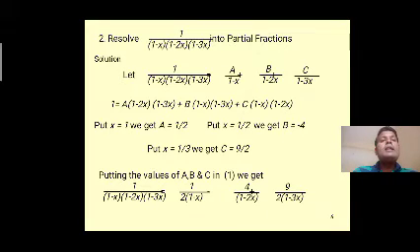Okay, you observe here in this problem, 3 factors are there, so we write in the partial fraction format. Also we find out a, b, c. So we write a by 1 minus x plus b by 1 minus 2x plus c by 1 minus 3x. Then after that we find the values of a, b and c.